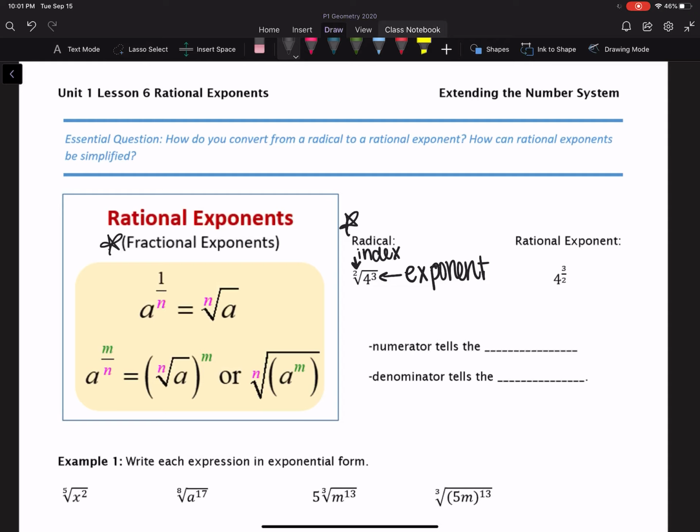So if that's my radical, and I want to switch it or convert it to a rational exponent, my 3 on the top is still my exponent, and my 2 on the bottom is my index.